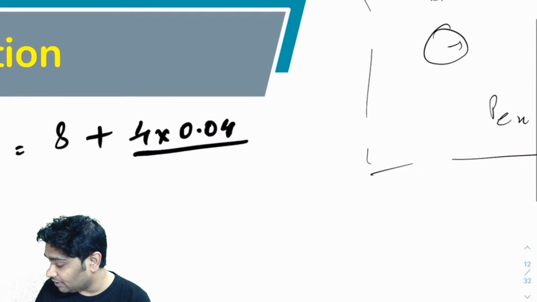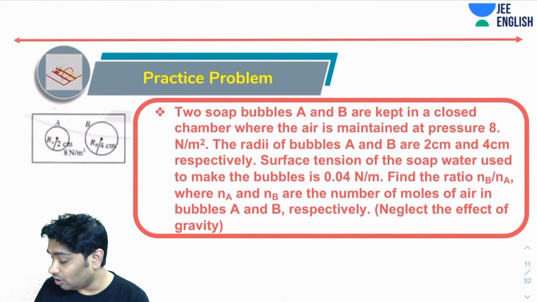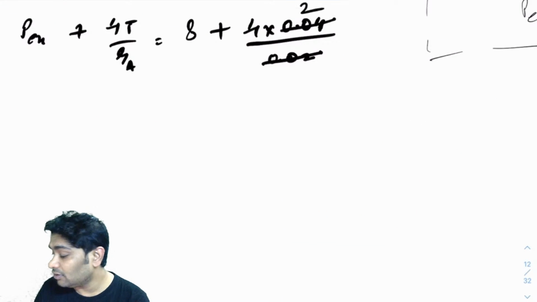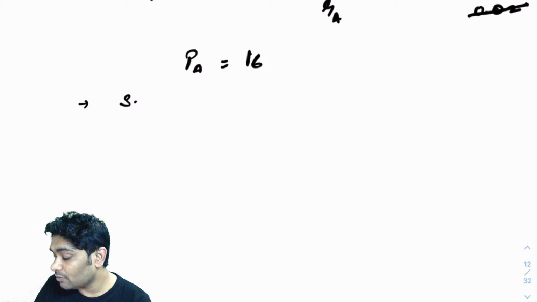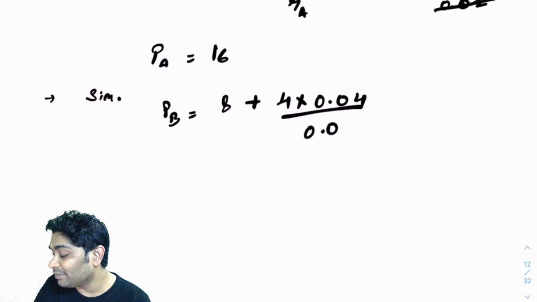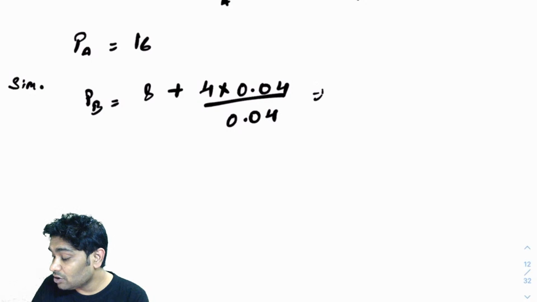The radius was 2 centimeter. So again 0.02 in meters. Alright. So that'll give me my answer as 16. Alright, so PA I'm getting as 16. Similarly, PB would be equal to 8 plus 4 into 0.04 over 0.04. Alright, because the radius of bubble B was 4 centimeters. So this will give me my answer as 12 Newton per meter square.